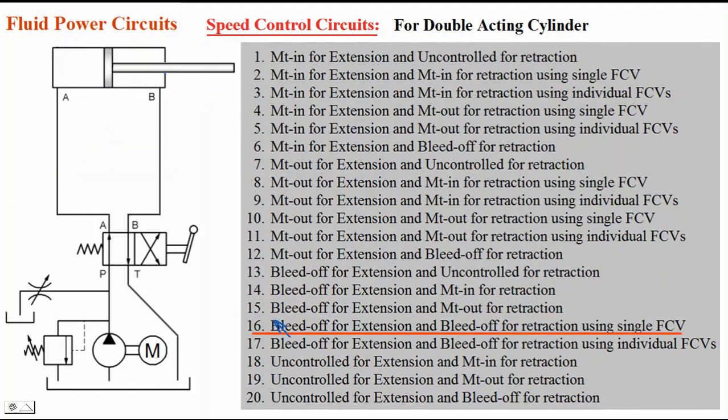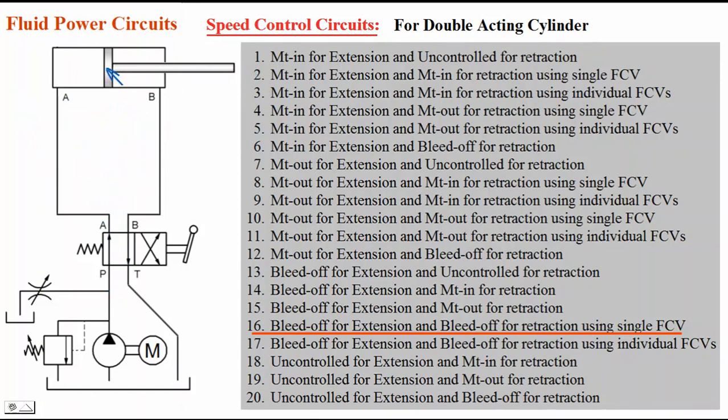The next circuit is bleed off for extension and bleed off for retraction. It is bleed off for both extension and retraction by using only one flow control valve. Now look here. I am bleeding off the oil just at the outlet of the pump itself. So the remaining amount of oil is flowing to the system, for extension or for retraction. That's why it is bleed off for both extension as well as retraction.